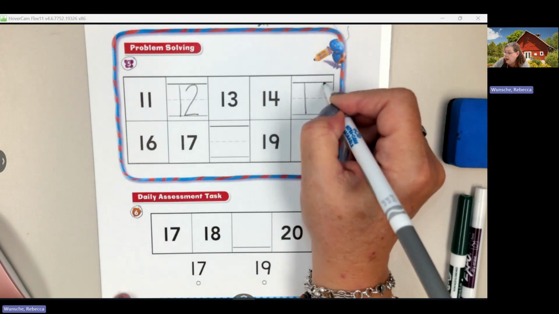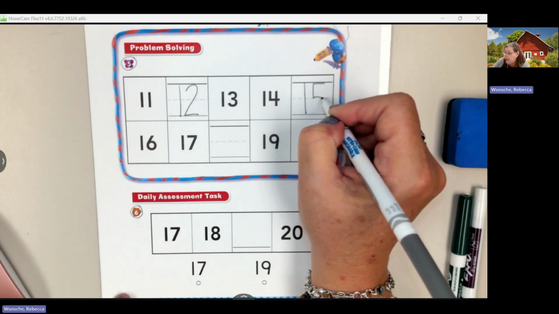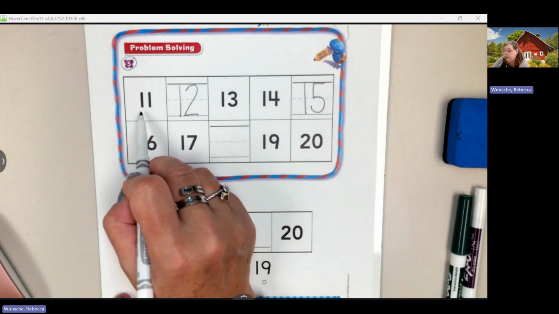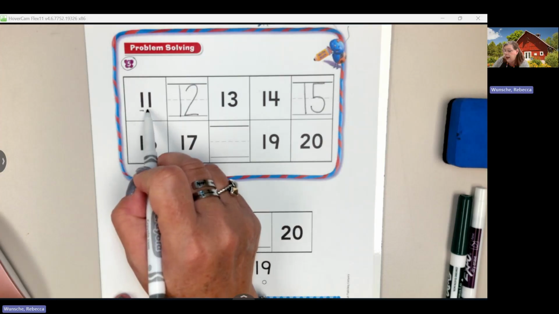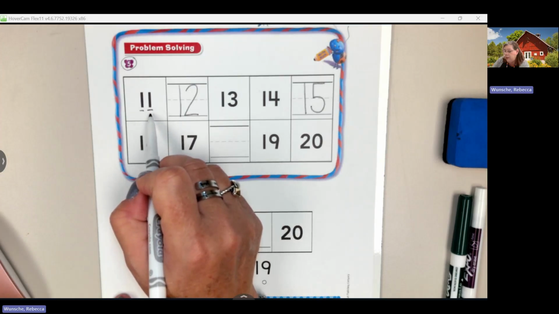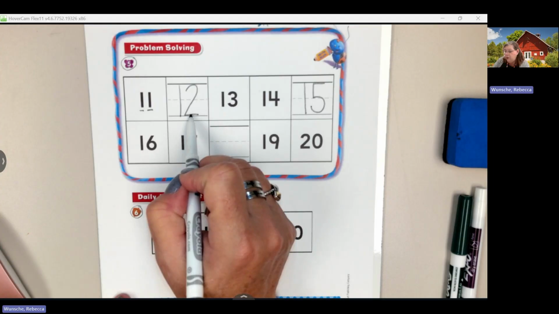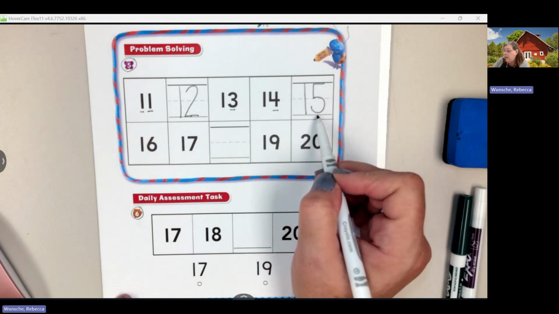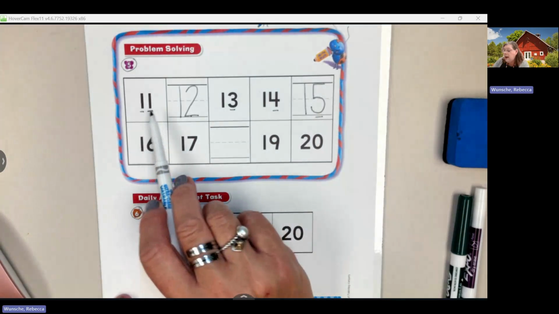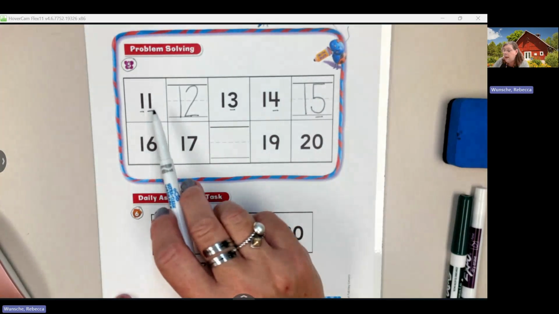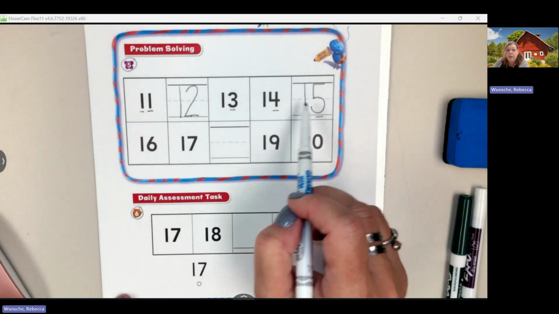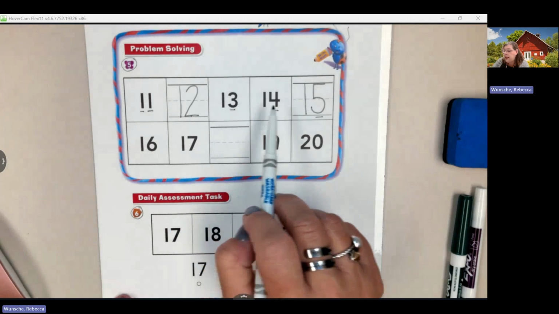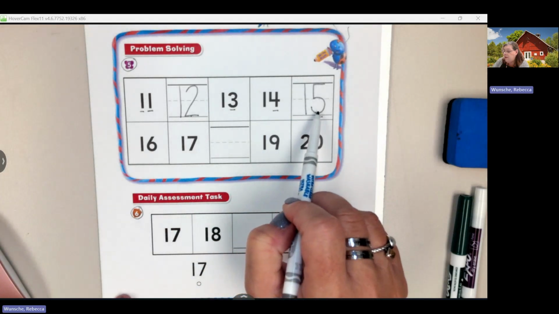I want to show you a pattern that you might see in this too. Look what's happening to our numbers. We have a 1 in our tens place and we have a 1 in our ones place. Then we have a 2. Then we have a 3. Then we have a 4. Then we have a 5. Look at our number pattern repeating each time for our teen numbers. So we have 11, 12, 13, 14, 15.